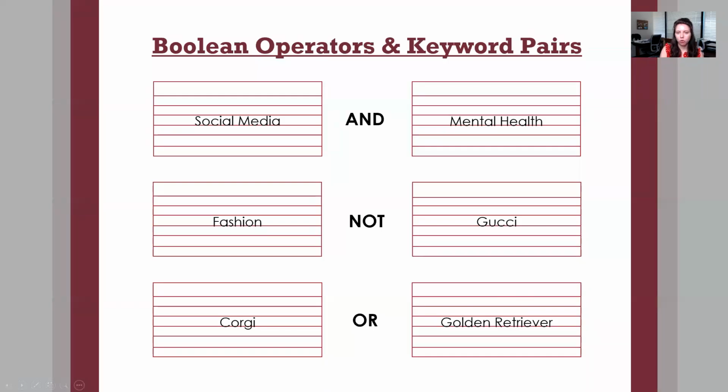So here are some examples of Boolean operator and keyword pairs. So I have social media and mental health, fashion not Gucci, and then corgi or golden retriever. So not only can you pair keywords together, but you can also pair them with Boolean operators. So here I have social media and mental health paired together, but I could switch that up and change my Boolean operator. I could even switch my keywords. Maybe I'll use social media and fashion with the AND Boolean operator. Again, depending on what keywords you pair together and what Boolean operator you use, your search results will be affected.